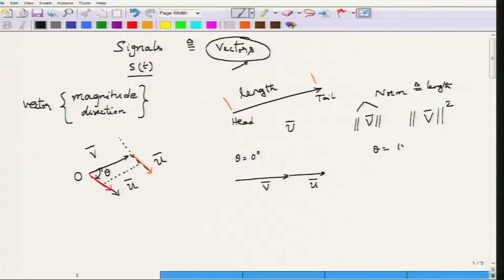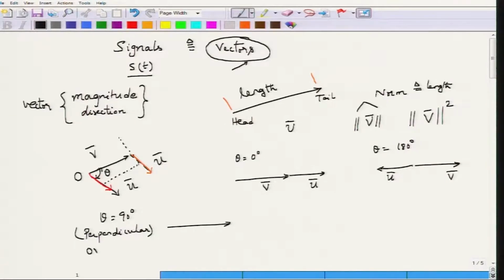If theta is equal to 180 degrees, then I know that the vector v must be opposite in direction to the vector u, correct. What happens when theta is equal to 90 degrees? Then we have what is called the perpendicular case, or the vectors are said to be perpendicular to each other. Another name for this is orthogonal to each other, or in other words, vector v will be orthogonal to vector u when the angle between the two is equal to 90 degrees.